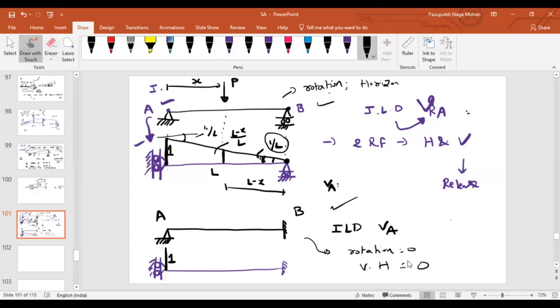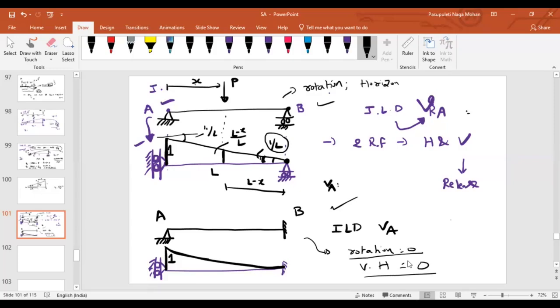Fixed support. As it is a fixed support, we have to draw such that there won't be any rotation, there won't be any vertical deflection, and there won't be any horizontal deflection. So the deflected shape might look like this. As I know, the slope at point B is 0. That means draw a horizontal line and then connect these two. So this is the ILD for VA.